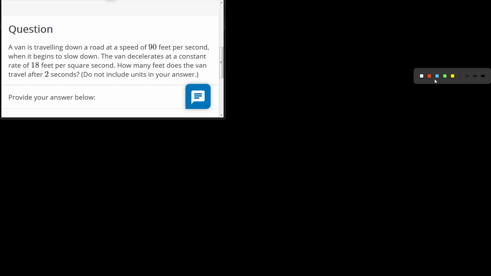So how are we going to do this? The problem tells us about acceleration, so we're going to start with acceleration. The problem tells us that we decelerate at a constant rate of 18 feet per second squared. So that tells me what my acceleration function is. My acceleration is a function of time, and it's equal to negative 18.